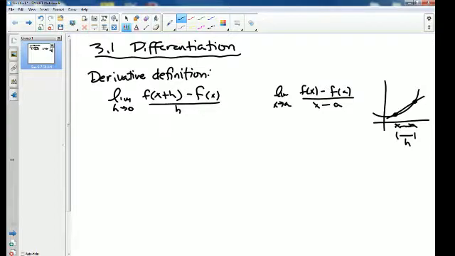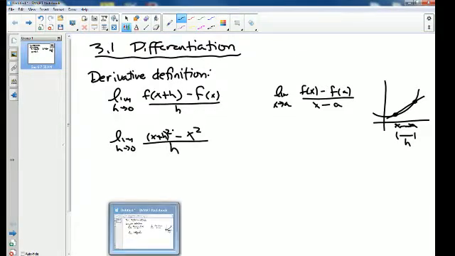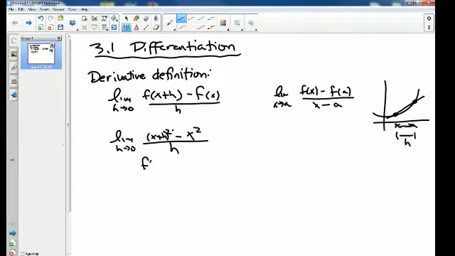So, here. What's the function? That's the derivative. The function's x squared, right? I know this one's easy.